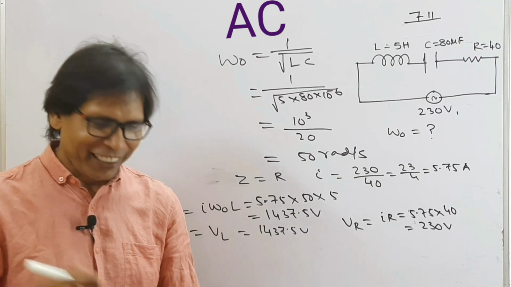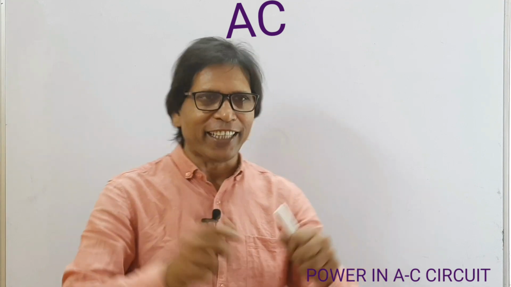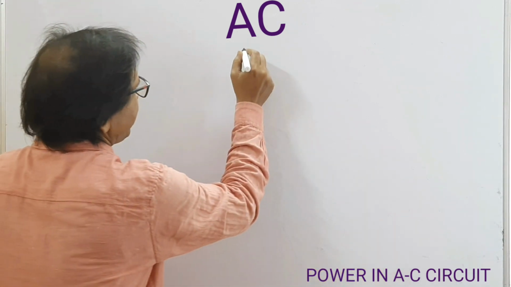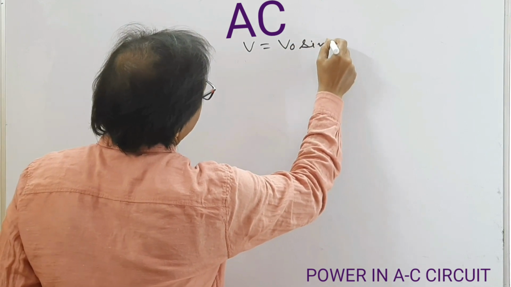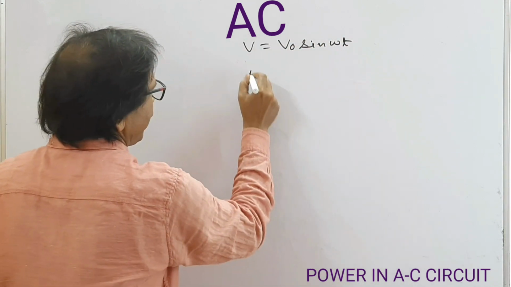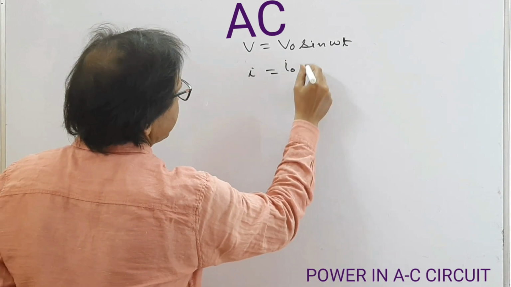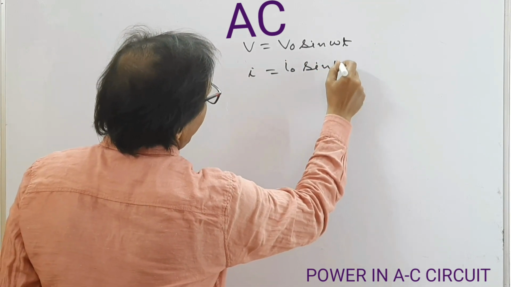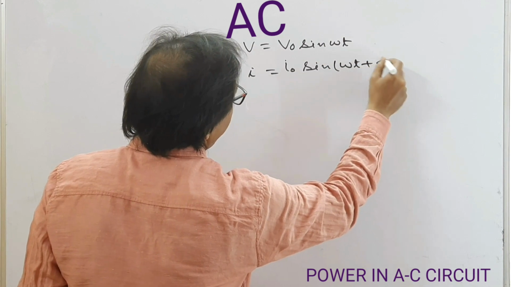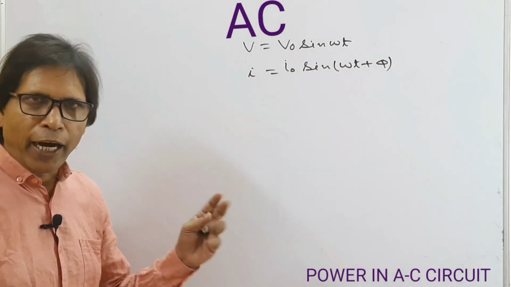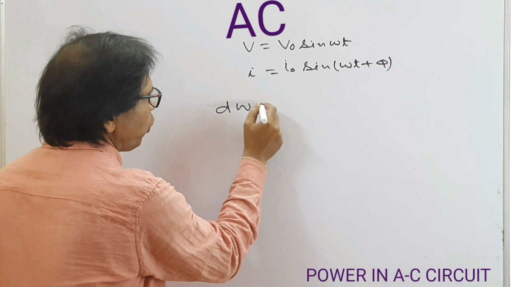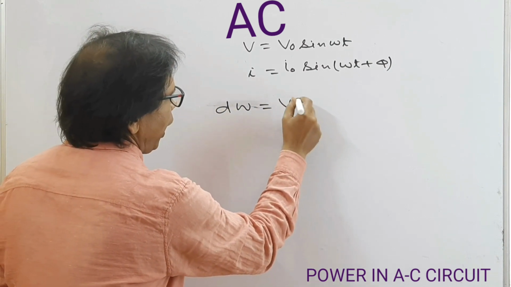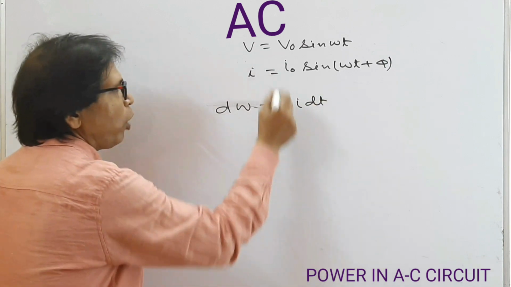Okay. Now next. Now the power dissipation in an AC circuit. Suppose instantaneous voltage V equals V naught sin omega t and instantaneous current I equals I naught sin omega t plus phi, where phi is the phase difference between current and voltage. Now the energy dissipated dW in time dt is VI dt. Now put the value of this.